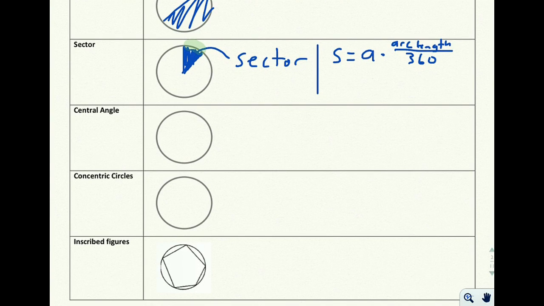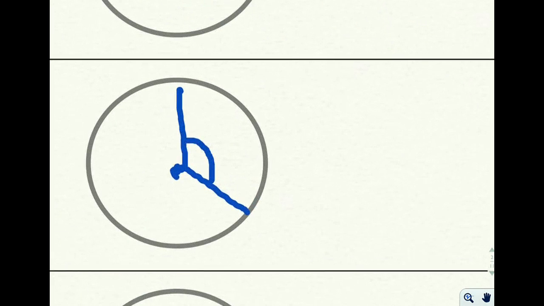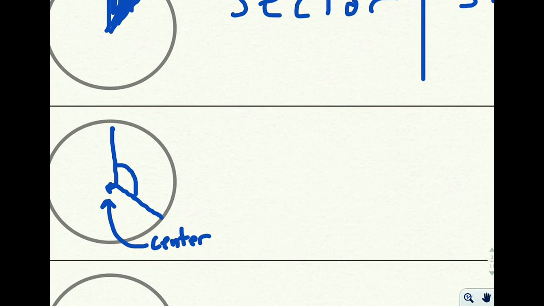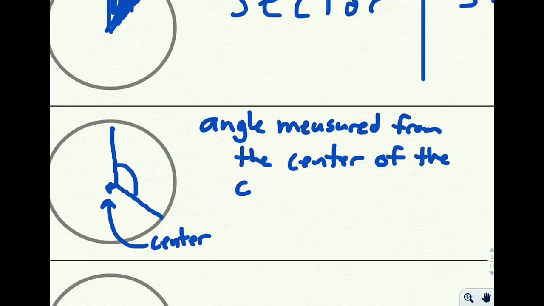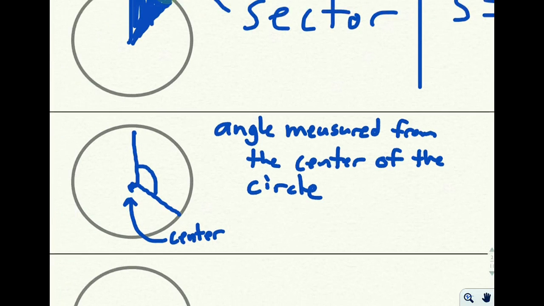Scrolling down here, we have central angle. A central angle is any angle that is measured from the center of the circle. So we're going to clarify that this here is the center. It is an angle measured from the center of the circle. Central angle, angle measured from the center.